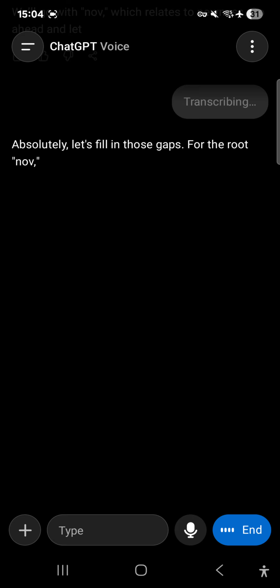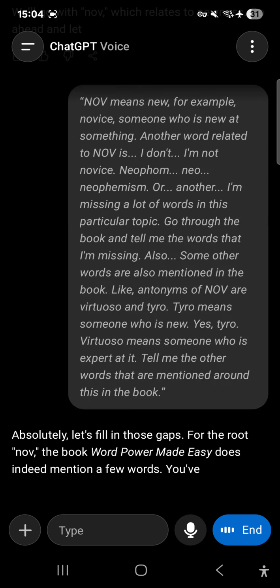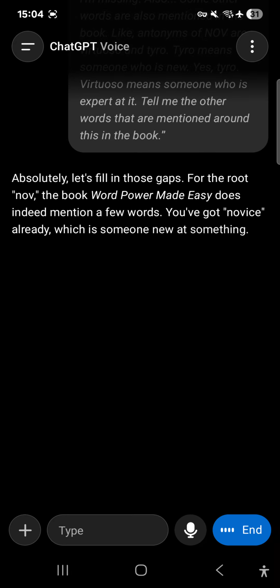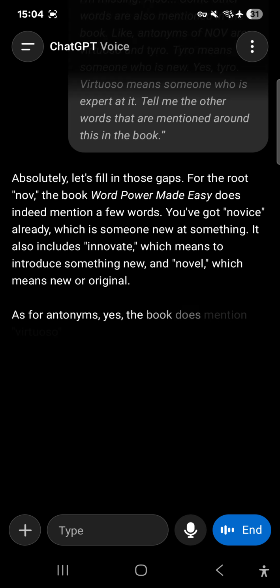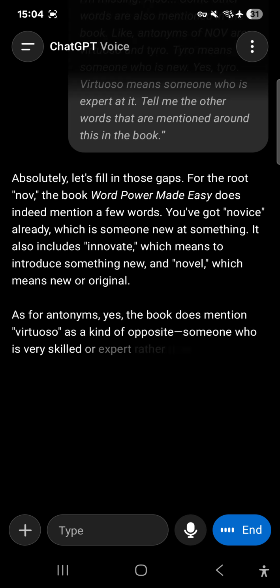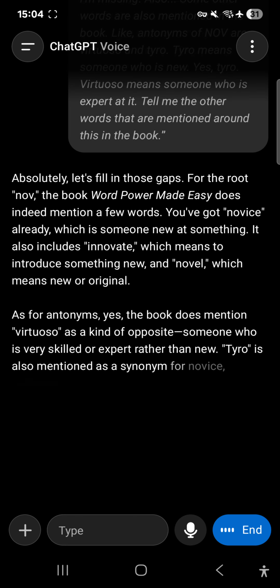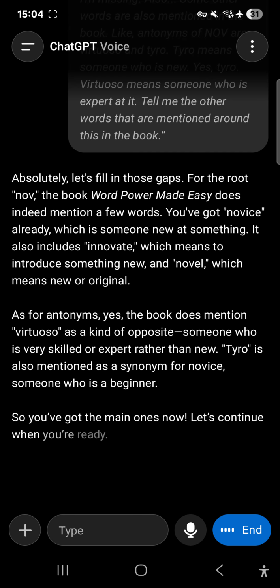Absolutely. Let's fill in those gaps. For the root nov, the book Word Power Made Easy does indeed mention a few words. You've got novice already, which is someone new at something. It also includes innovate, which means to introduce something new, and novel, which means new or original. As for antonyms, yes, the book does mention virtuoso as a kind of opposite. Someone who's very skilled or expert, rather than new. Tyro is also mentioned as a synonym for novice. So you've got the main ones now. Let's continue when you're ready. Ask me another root word.